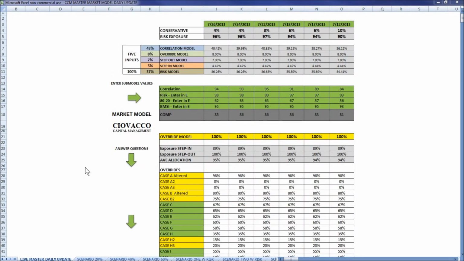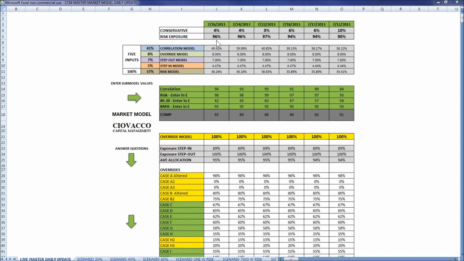This is the master spreadsheet for the CCM market model, and ultimately what the models do, and the master model tells us, is what's a prudent exposure portfolio-wise to have to risk, and what's a prudent percentage exposure to conservative assets. As of the close on Friday, July 26, the answer to those questions were 96% on the risk side and 4% on the conservative side. To oversimplify it, if you are asking binary bull-bear questions, 96% of the questions roughly are coming back with a bullish answer.